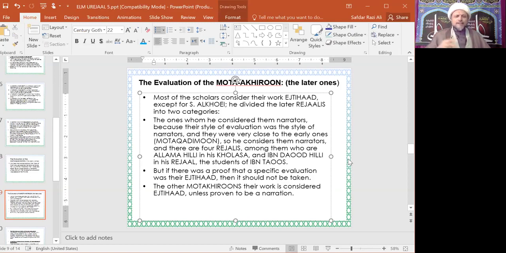So Sayyid al-Khu'i divided the later Rijalis into two categories. The majority of the Rijalis divided the ulama of Ilm al-Rijal into two historical groups. Sheikh al-Tusi and those before him are considered narrators. So whenever you doubt whether they did ijtihad or narration, we will consider it narration. After Sheikh al-Tusi, the ulama are considered mujtahideen. So if they say we narrate, we take it as a narration.